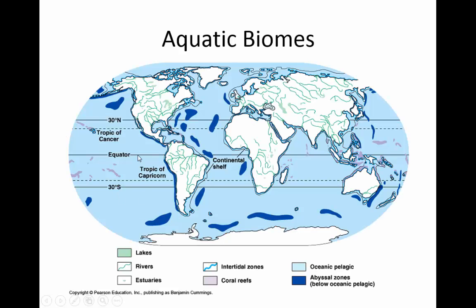We're talking about water here. And you can see here, lakes, rivers, estuaries. Woo, what is that? We're going to come back to that. We'll look at intertidal zones, coral reefs, the oceanic pelagic zones, and the abyssal zones, the abyss.